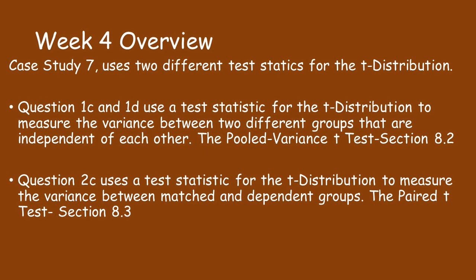Question 2C uses a test statistic for the t-distribution to measure the variance between matched dependent groups, and this is called the paired t-test, and you can find it in section 8.3. And again, I found some supplemental videos that will help explain the concept.